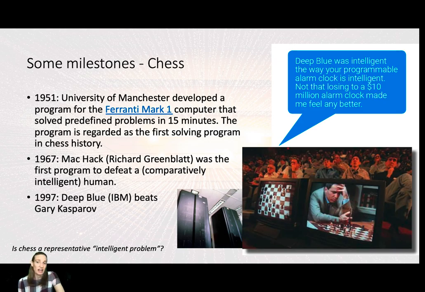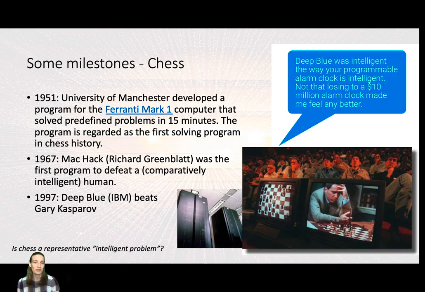So, is it AI? Is it just a search problem that we've solved? Is chess actually a representative intelligent problem? In the words of Kasparov, Deep Blue was intelligent the way your programmable alarm clock is intelligent. Not that losing to a $10 million alarm clock made me feel any better.